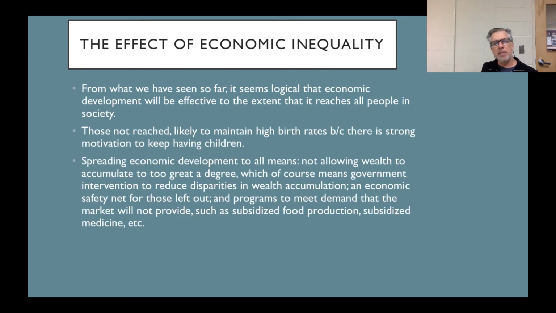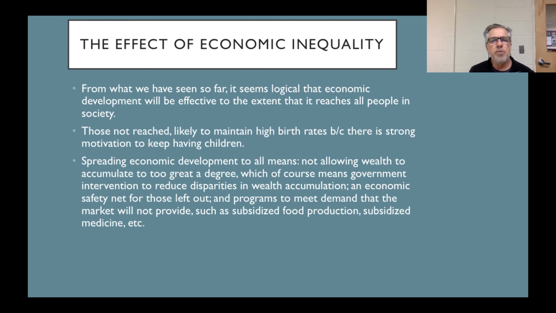So spreading economic development to all is the opposite side of the coin of not allowing wealth to accumulate to too great a degree. Now, that, of course, means government intervention to reduce disparities in wealth accumulation. One thing we know about the rich is they're very good at getting rich and staying rich and becoming even richer. So another thing that's necessary is an economic safety net for those left out. In other words, if we have a view that poverty is created, we want to change the outlook for poor people, and we want to include them in all of society, then we need to have a safety net for them so that they will be given the tools to pull themselves out of poverty and live a dignified life.